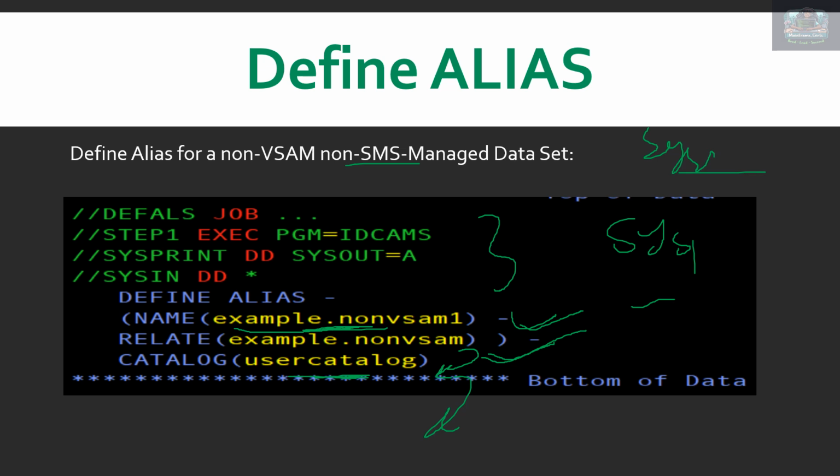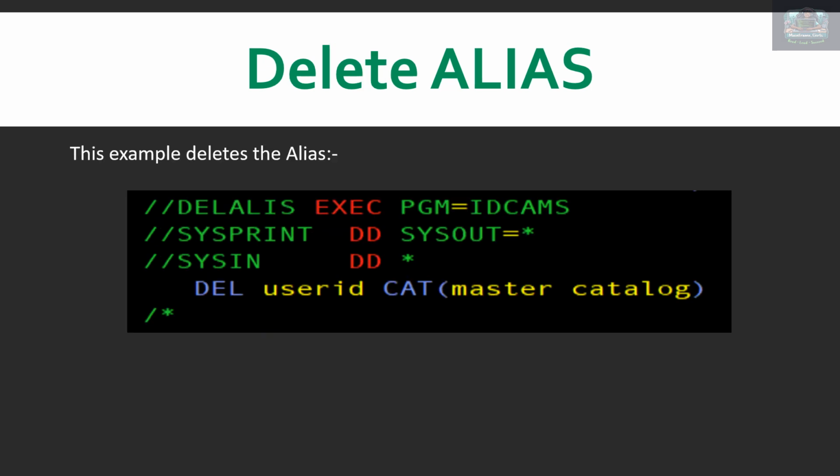Okay. Deleting an alias is a simple process. There's nothing you have to do here. Again, an IDCAMS job. You have to use DEL, the user ID which you want to delete. You will be giving it here, and the catalog directly from the master catalog. You can directly delete that from the master catalog.